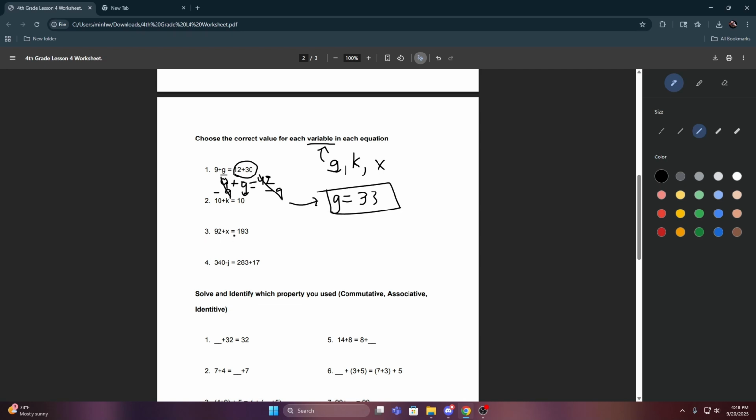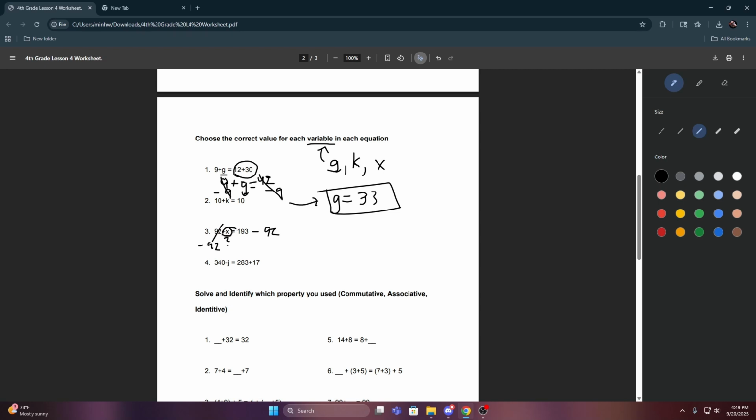Let's try 3. 92 plus X is equal to 193. Again, here, we need to figure out what this number here is. We don't know what it is. And thus, what you can think of it as is getting rid of this 92 from both sides. We'll leave the X alone here, and we'll show what X is equal to.